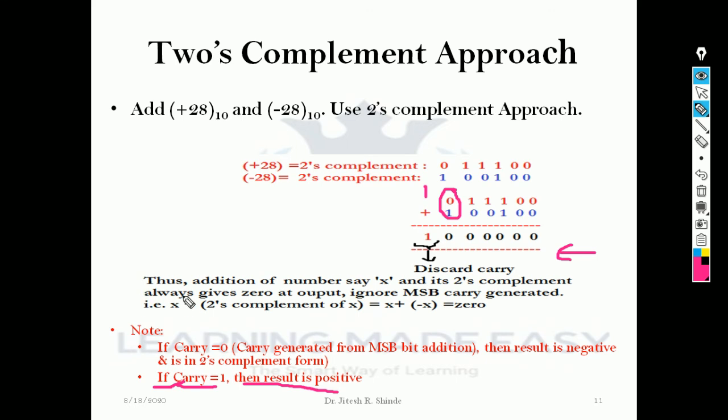One more conclusion we can draw here: the addition of a number, say x, and its complement always gives 0 at the output. Ignore the MSB carry generated. x plus the 2's complement of x, that is x plus minus x, is equal to 0. Adding a number with its 2's complement will give the result 0. If the carry from the MSB addition is equal to 1, then the result is positive. Otherwise the result is negative, as it is in 2's complement form. Let's see an example of this.